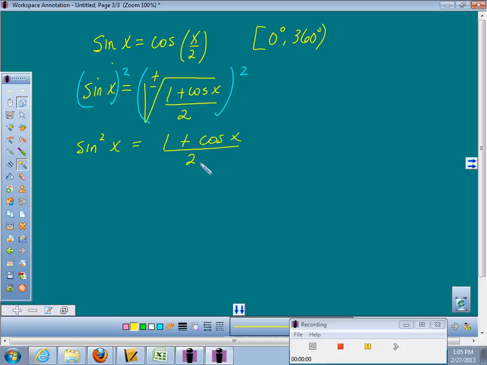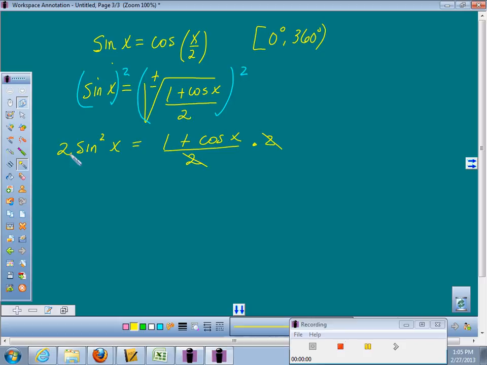Okay, now you have two problems. I have a fraction, which I don't want, but I also have two different trig functions. I've got a sine and a cosine. Multiply the 2 over. You're actually going to do both of these things. It doesn't matter which order you do it in. So I'd end up with 2 sine squared equals 1 plus cosine.